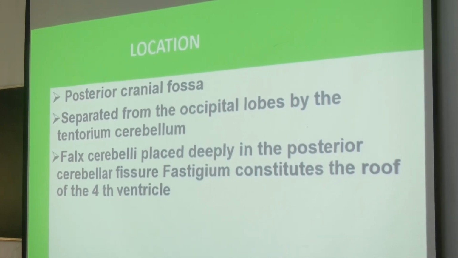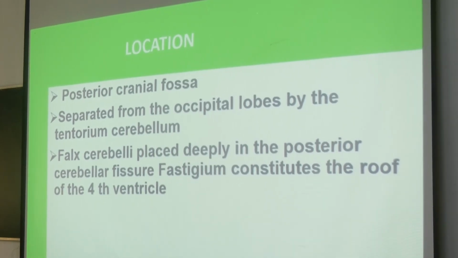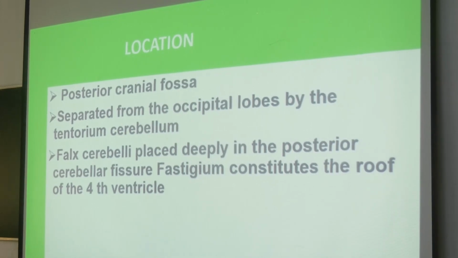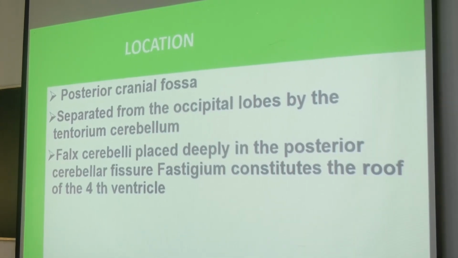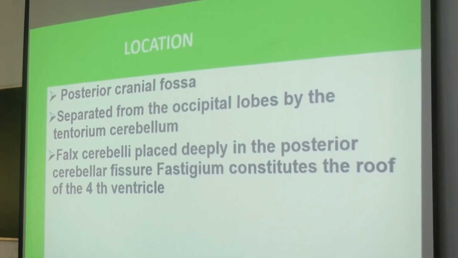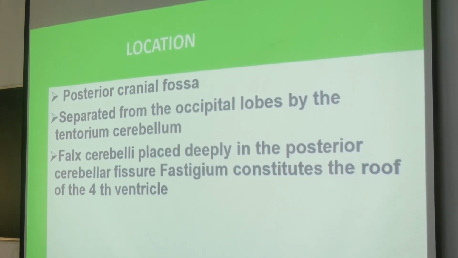There is a very important thing here. What is the continuation of the falx cerebelli? We already know the meninges covering the cerebellum is known as the falx cerebelli. This falx cerebelli is placed deeply in the posterior cerebellar fissure. Which fissure are they talking about?